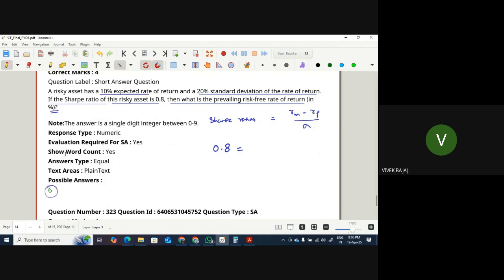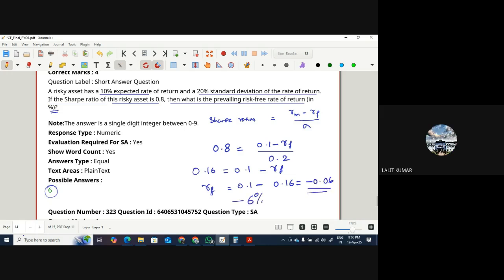Why are they doing this 6%? I think this is a mistake because they have put enter single integer, so it should actually be minus 6. So this is RM. RM is given 0.1 minus RF divided by 0.2. If you do it the other way also, 0.1 minus (minus 0.06) divided by 0.2, you'll get 0.8. So that's why this is minus 6%. Thank you.